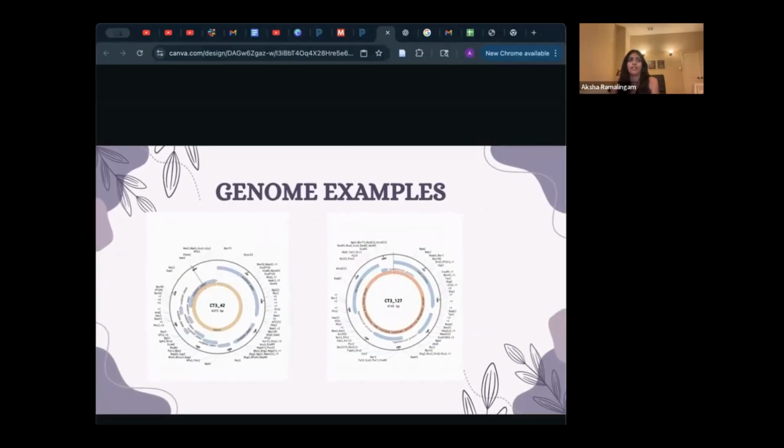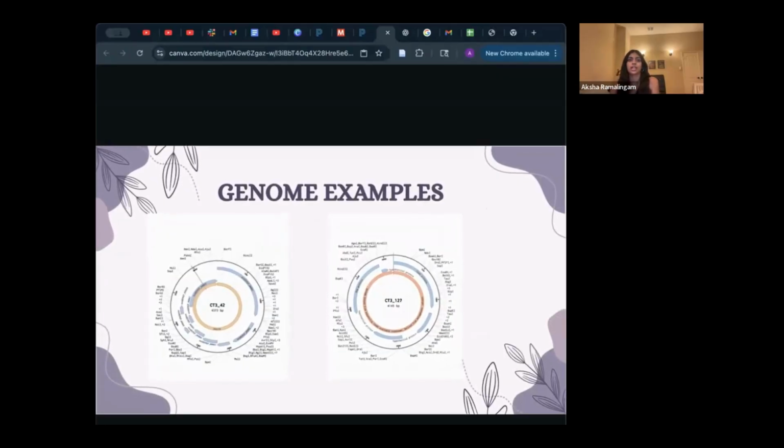So on the left, this is an ancient plasmid genome map, which is about 4,000 base pairs long. It contains 8 predicted coding sequences, but all were annotated as hypothetical protein, so they were unable to identify any proteins in this database, probably because they are so ancient that there is nothing to compare them to.